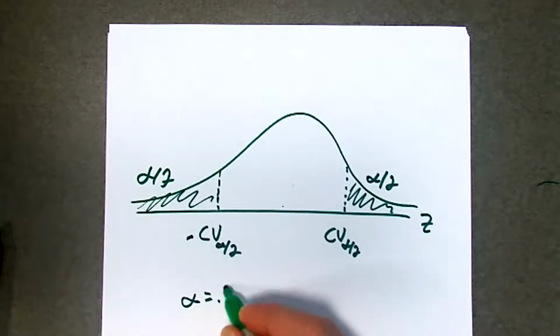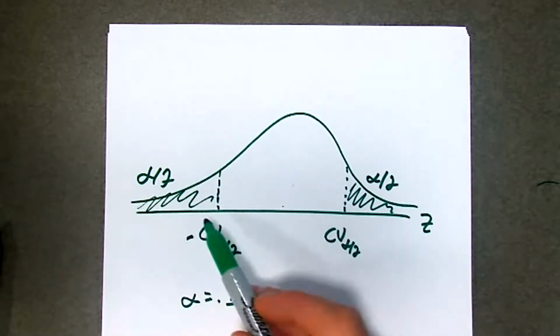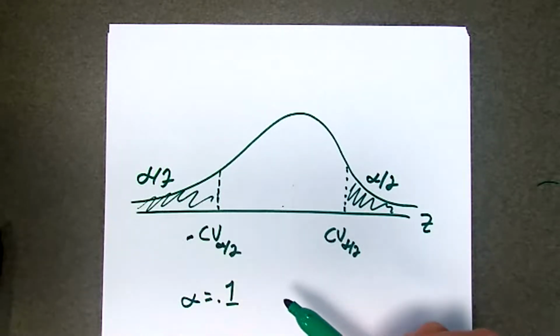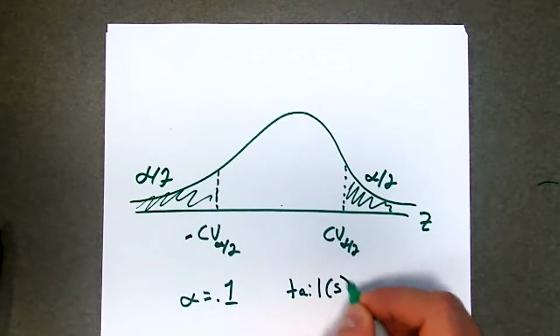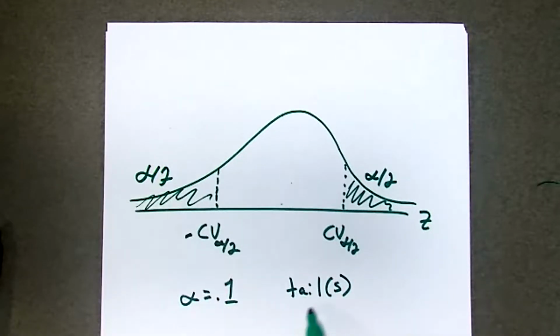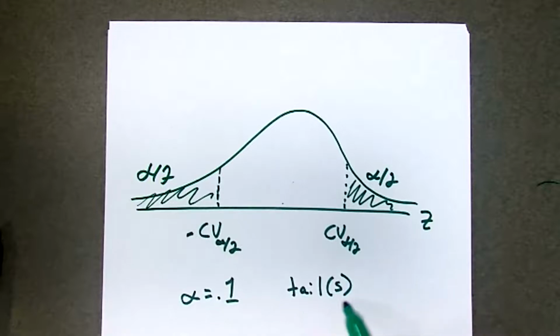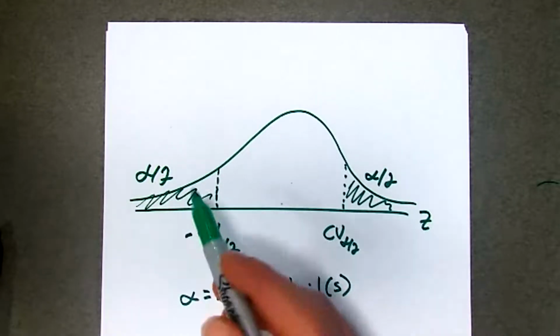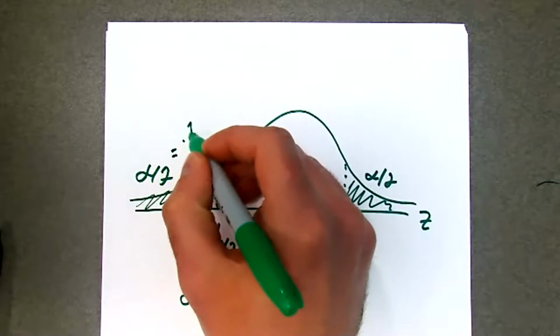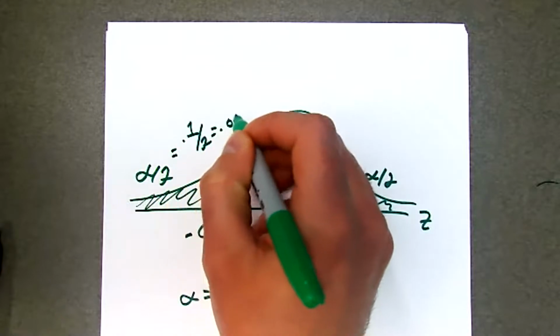If we wanted alpha to be 0.1, alpha is the total area in the tails. So actually, the way I sometimes say to think about alpha, right? It's either the area in the tail if you have a one-tail test, or it's the area in the tails if you have a two-tail test. So 0.1 over 2, 0.05.